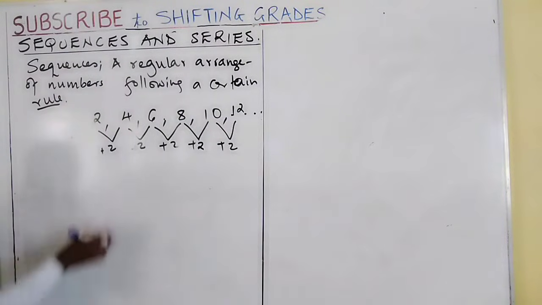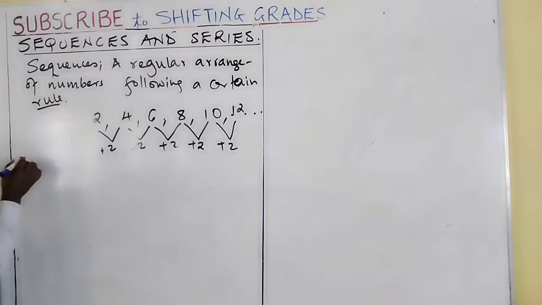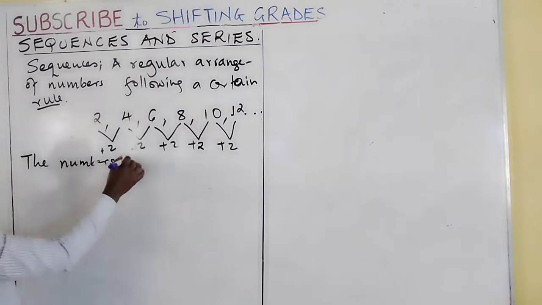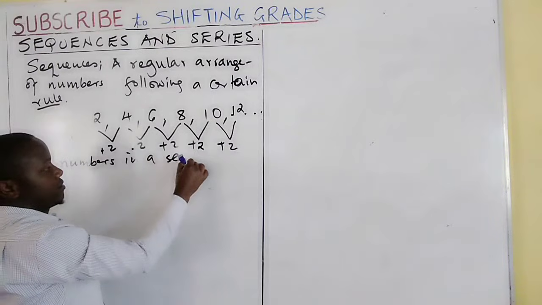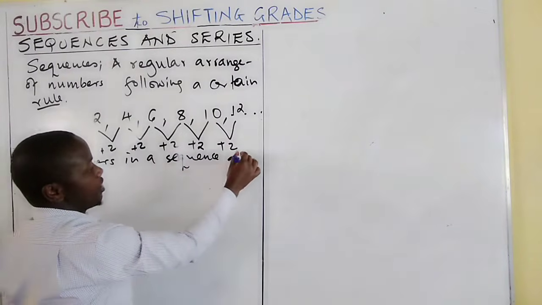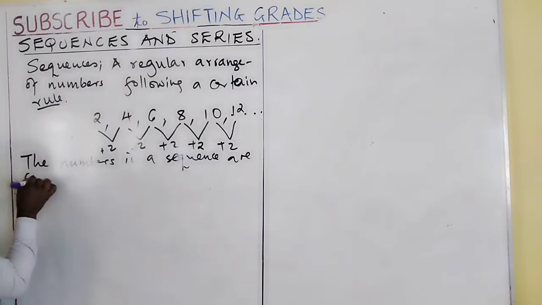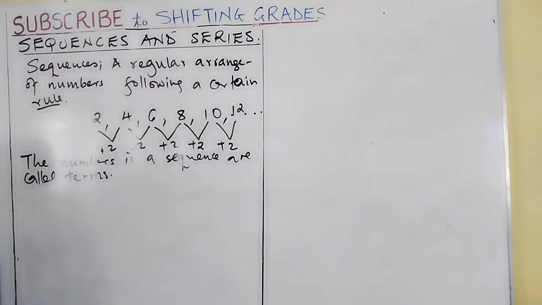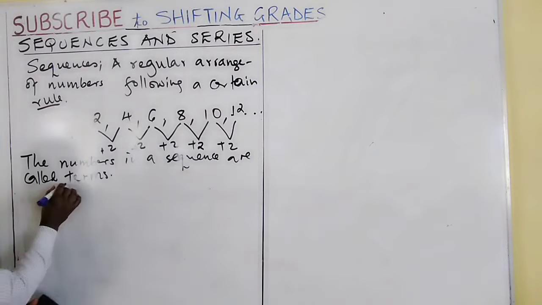Therefore, we can note it: the numbers in a sequence are called terms. Examining this sequence, we can say 2 is a term in the sequence, 4, 6, and the others. So they are called terms.